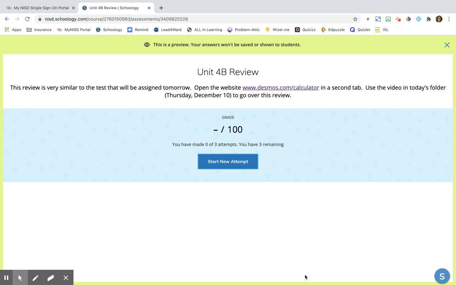Hey everyone, so today we're going to review everything from the second half of Unit 4 because we will be having a test over this tomorrow. So all we've done on this part of the unit is we've been graphing inequalities, finding their solution set, and then graphing systems of inequalities.